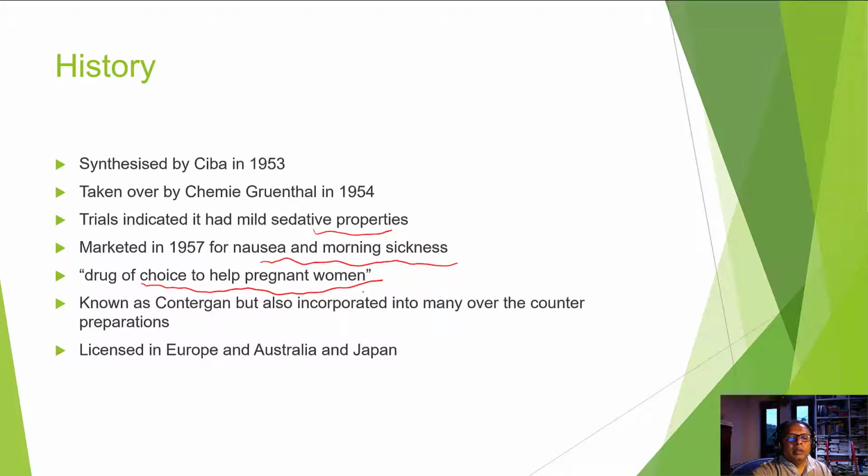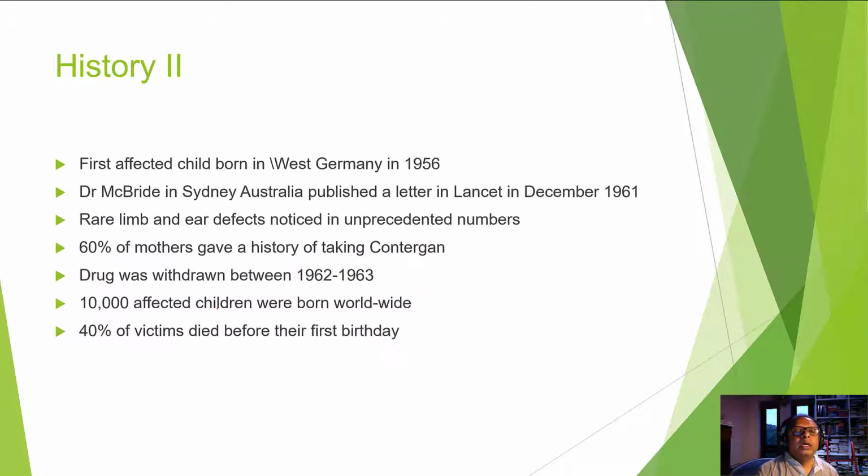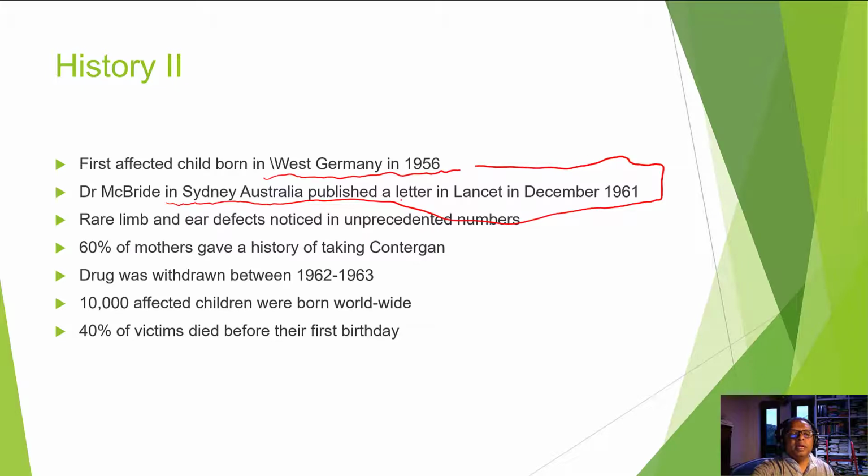And it was branded as Contergan almost everywhere it was used. By 56, 57, some people had noted that the babies were affected. But it was not until 1961 that somebody in Australia wrote a letter to The Lancet mentioning rare limb and ear defects in large numbers, and the majority of those mothers were given this drug to treat their nausea and vomiting.